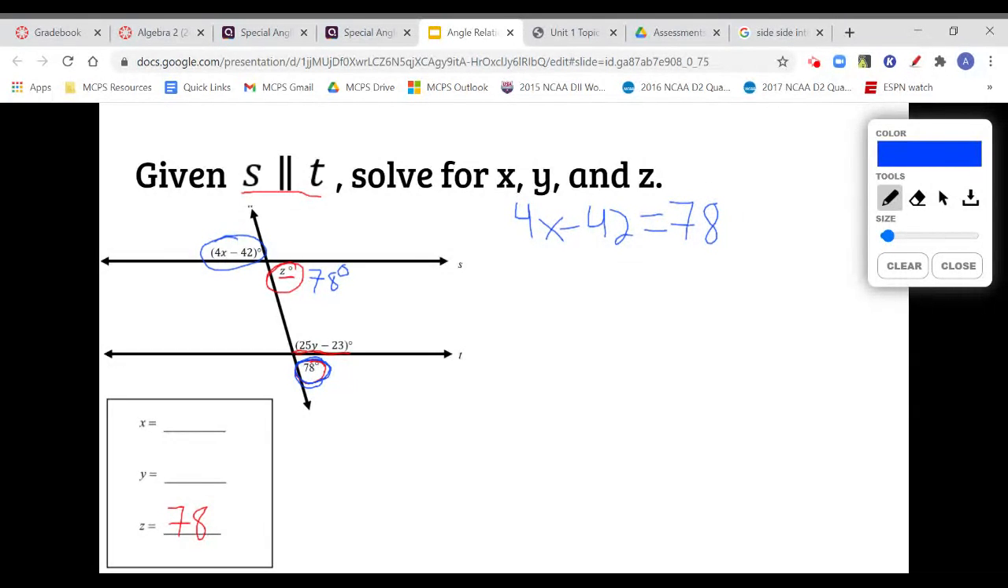Once I set them equal to each other, I'm going to go ahead and solve. I'm going to start by adding 42 to both sides to get all the constants on one side of the equation. And that comes out to 120. Then if I divide by 4 to get x by itself, to isolate x, I end up with x is equal to 30. So once again, I write here in the answer that x equals 30.